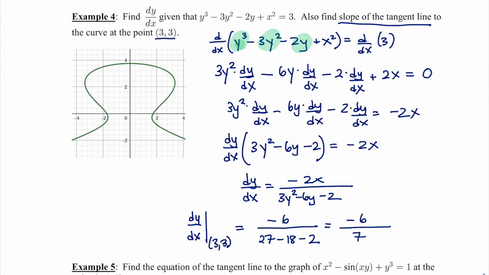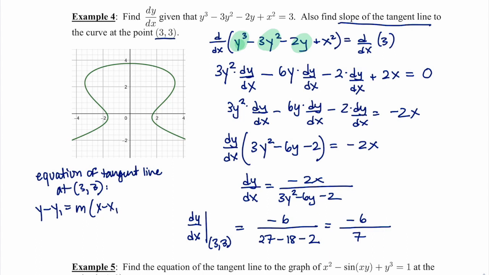Just to check this in GeoGebra, let's find the equation then of the tangent line at 3, 3. So I would do y minus y1 equals m times x minus x1, and the m is what we just found, the dy dx. So we'll have negative 6/7 and x minus 3, and on the other side we'd have y minus 3. So if we want to solve this for y, we would have y equals negative 6/7 times the group x minus 3 plus 3.